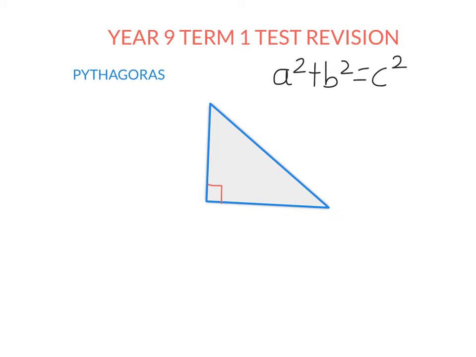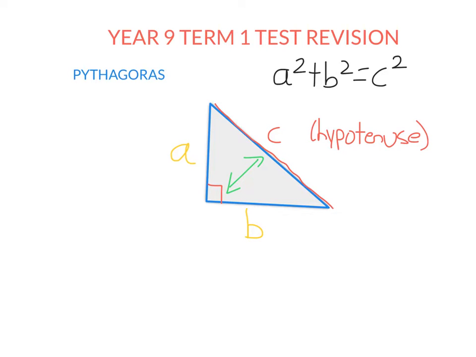So what does a, b, and c actually mean? Well, c is the length of this side here. C is the length of what we call the hypotenuse. The hypotenuse is always the longest side of the right-angled triangle. It's always the side that faces the right angle. Now, in the equation, a and b are just the lengths of the two shorter sides.